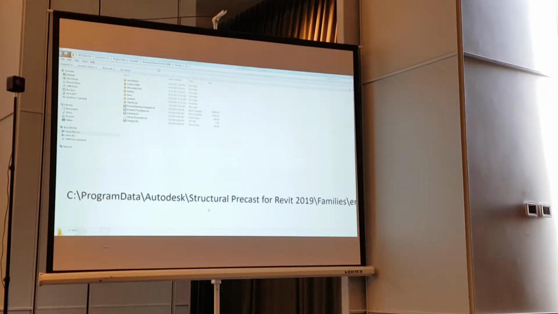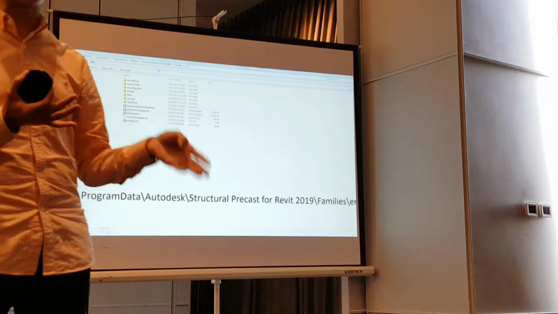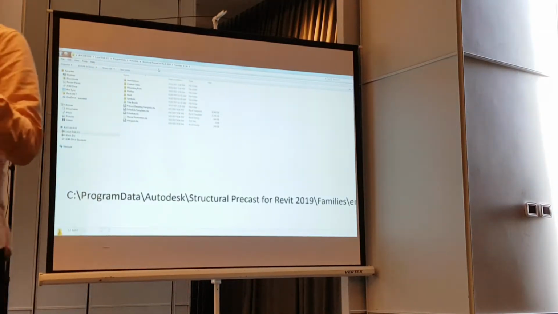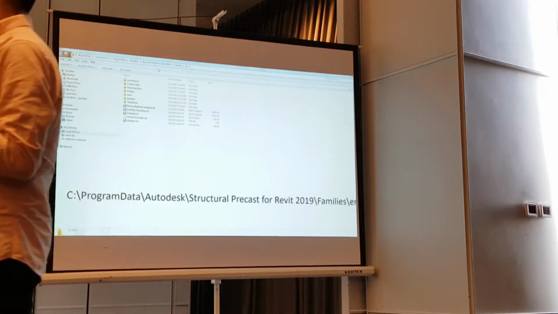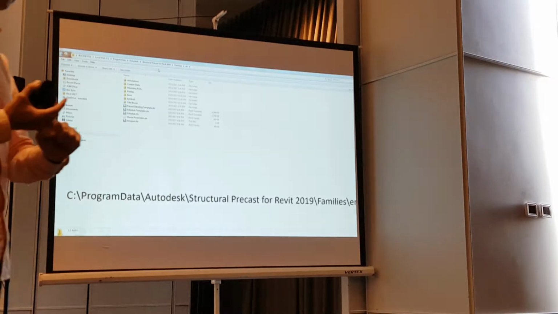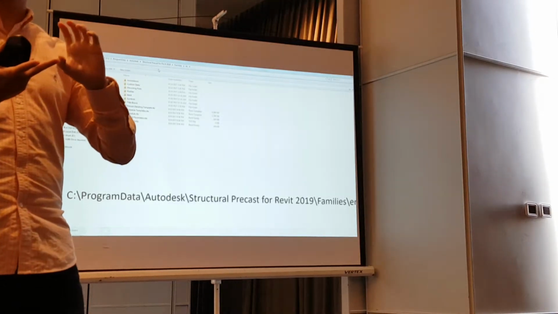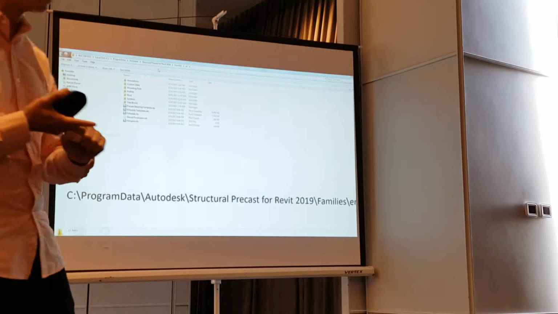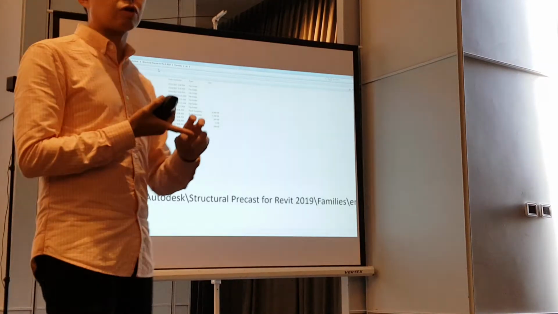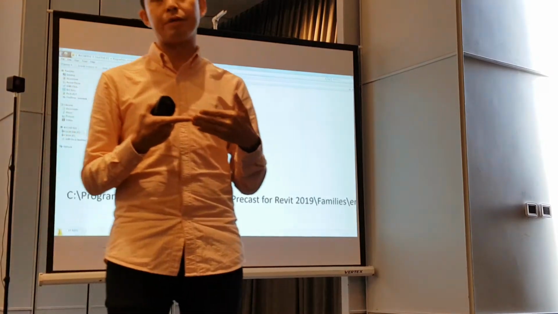If you go to your computer, see program data / Autodesk structural precast for Revit 2018 or 2019, go into the folder, then you should be able to see all the folder structures in there. You should be able to see the annotations, the families, the shop drawings template. What else? The profile for the connections, all the profiles, everything's in there.